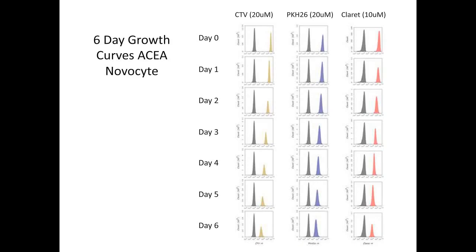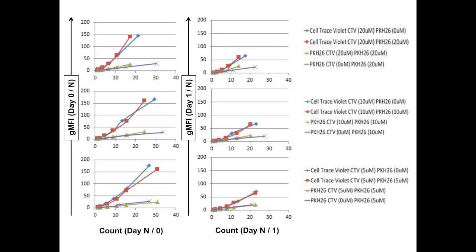Here's the data off of the NovaCyte, and you can see it's the same exact samples. Because of the increased dynamic range of the instrument, I think it's over 7 decades, we're able to get all that data on scale.